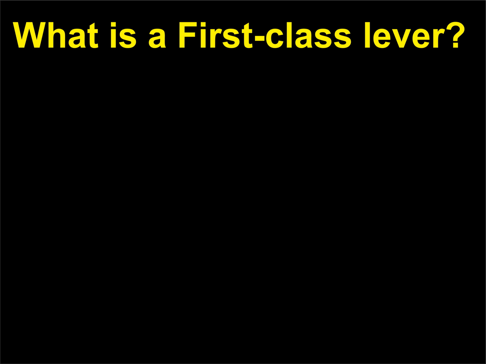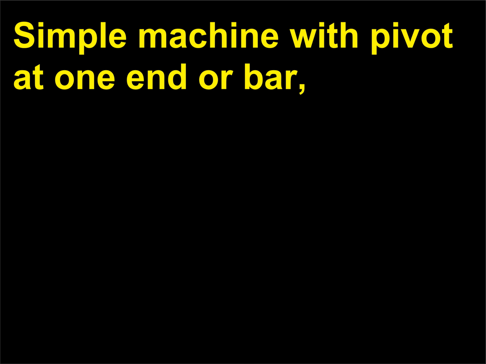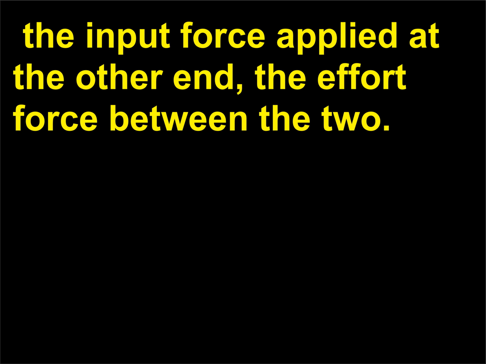What is a first-class lever? Simple machine with pivot at one end of the bar, the input force applied at the other end, the effort force between the two. MA greater than 1.